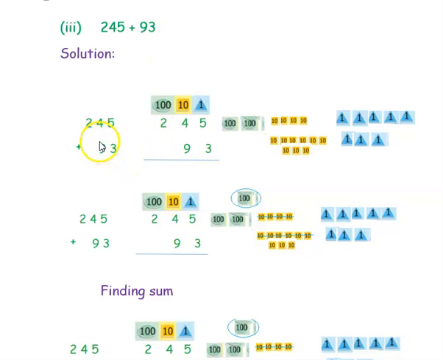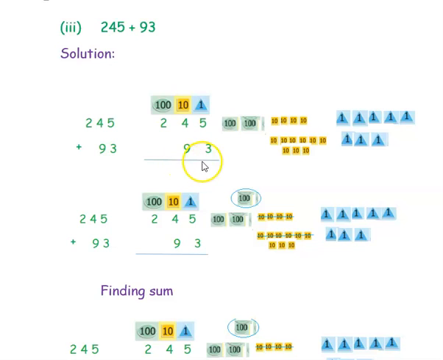Now we will write in the hundreds, tens and ones columns. The first number is 245. In 245 we have 5 ones, 4 tens and 2 hundreds. The next number is 93. In 93 we have 3 ones and 9 tens. Now we'll represent this in ones, tens and hundreds. So we have 5 ones. I have represented 1, 2, 3, 4, 5 ones. And then 4 tens. 1, 2, 3, 4 tens. And then 2 hundreds. 1, 2 hundreds.